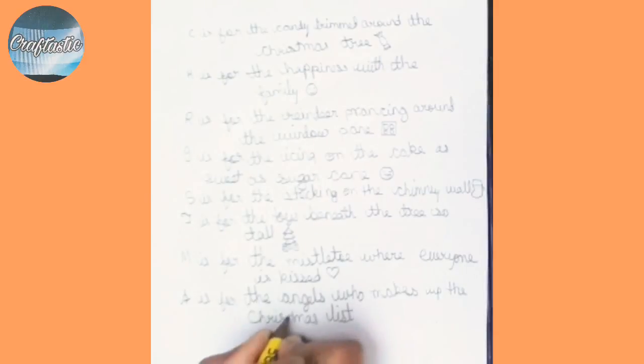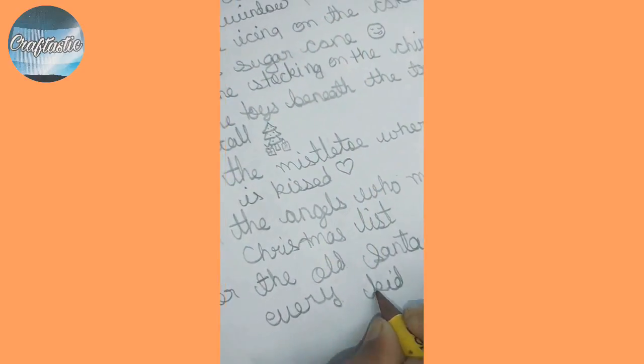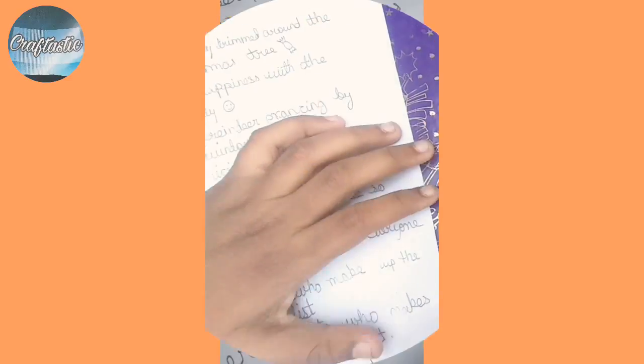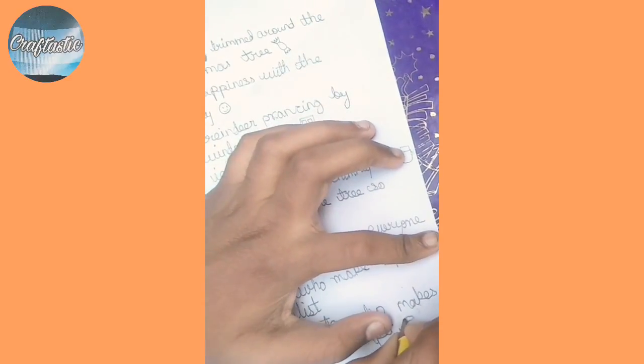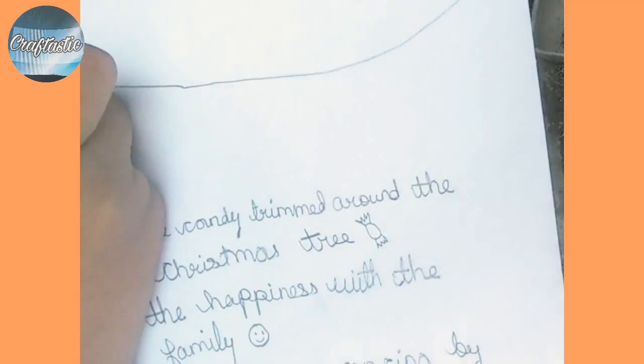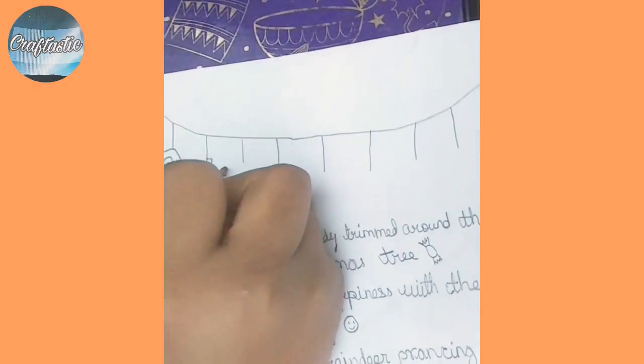So I drew a heart after kissed, and A is for the angels who make up the Christmas tree, and S is for the old Santa who makes every kid his pet. So guys, in the angels at first I wrote makes, so that was wrong, so I did it make, you could see now. And branching around, also I did branching by. I drew a small Santa after that, every kid has pet.